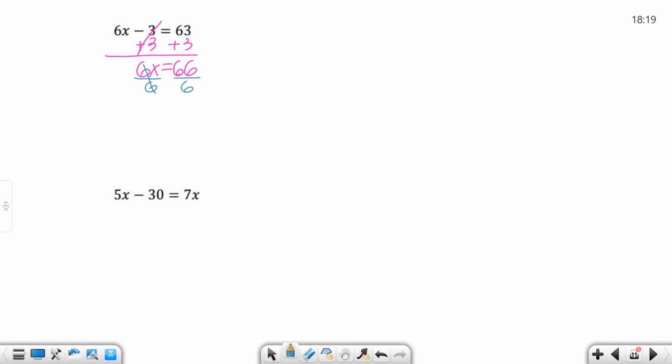The 6's divide out. They don't cancel. They divide out. That becomes x because they become 1, right? That's 1x. It's not 0x. Things cancel when they go to 0. All right? And then 66 over 6 is what? 11.